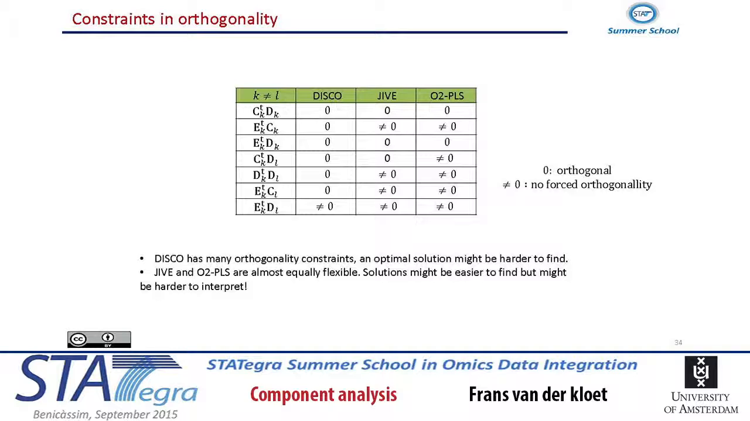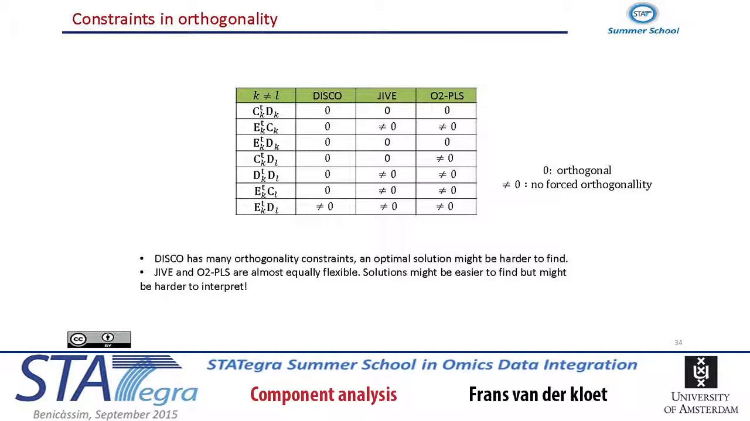So the common part has to be orthogonal to the distinctive part, and my distinctive part for dataset 1 also has to be orthogonal to the distinctive part of dataset 2. So orthogonal, which, in a biological context, is not always the case. So it might prove that Disco is perhaps too restrictive to use in a biological context. Jive and O2PLS, on the other hand, have more flexibility.